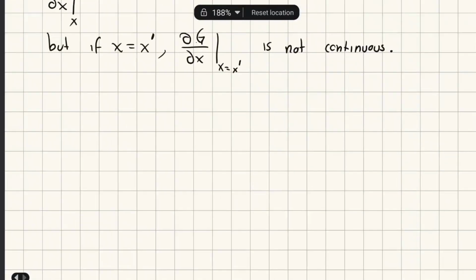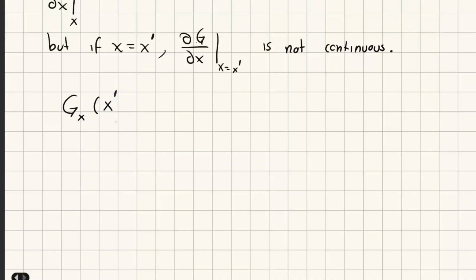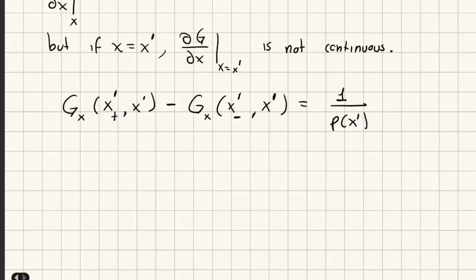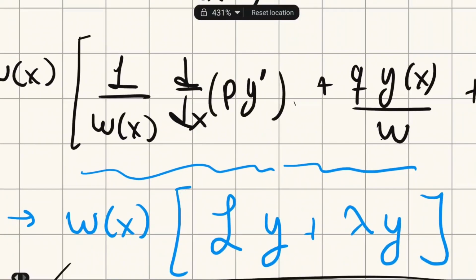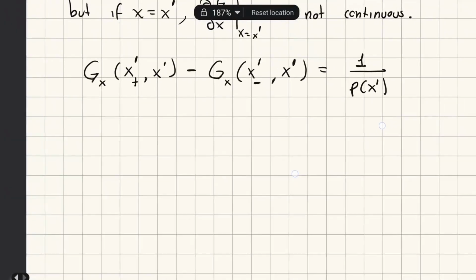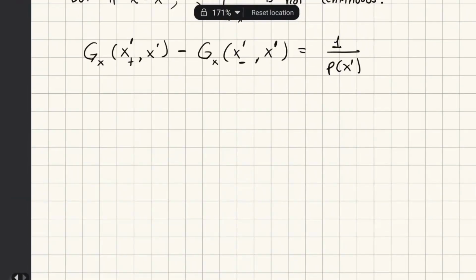Actually, we are going to have that the derivative with respect to x evaluated at x prime from the right, minus the derivative with respect to x of g evaluated at x prime from the left, is going to be equal to 1 divided by p of x prime. Remember that p is this function over here, okay? Perfect.